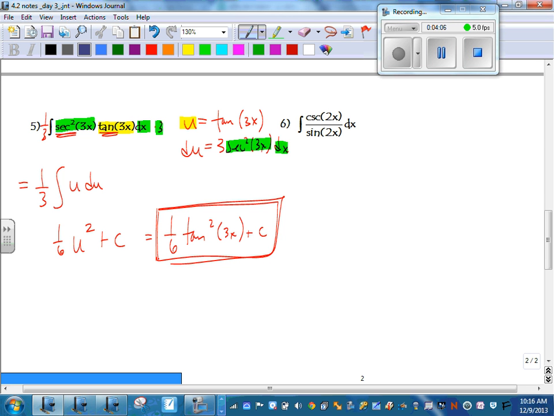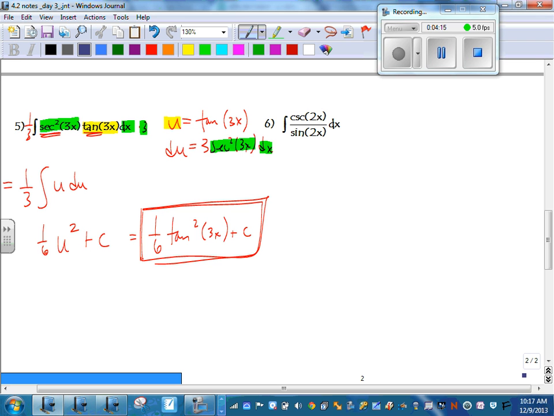Derivative of cosecant's not sine, derivative of sine's not cosecant. But they are kind of connected in another way. How are they related in other stuff you've learned in the past? They're reciprocals, not inverses. They're reciprocals of each other.